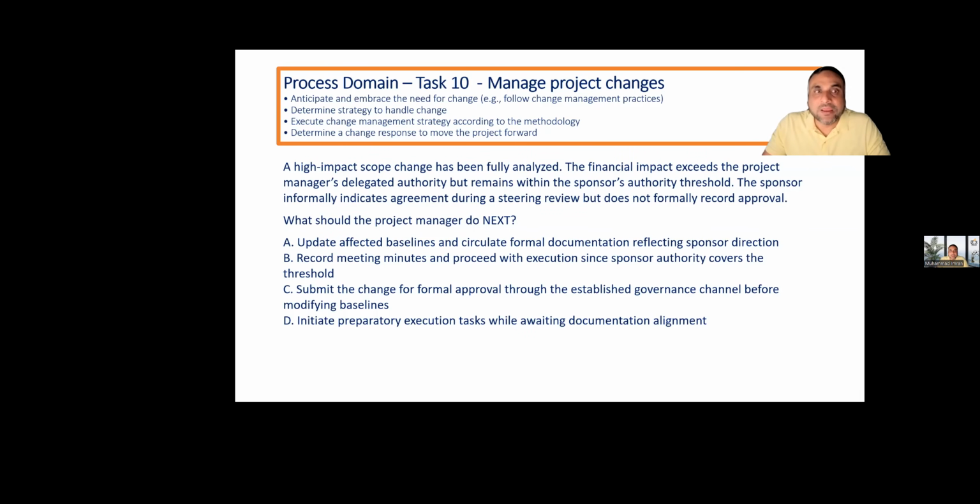So the question is: a high impact scope change has been fully analyzed. The financial impact exceeds the project manager authority, but remains within the sponsor authority threshold. The sponsor informally indicates agreement during a steering review, but does not formally record approval. There is a change which is above the PM threshold, but is still under the threshold of the sponsor. And the sponsor does not formally record approval. What should the project manager do next?